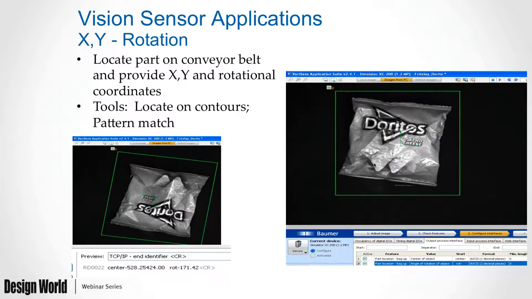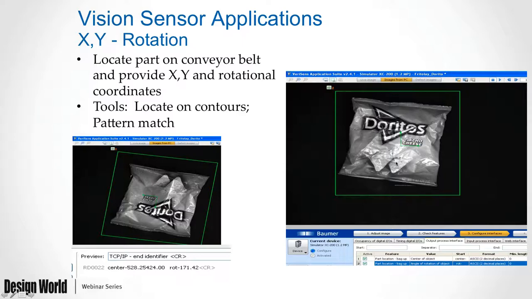XY rotation. So we may have parts that are coming down the conveyor belt, a variety of different parts. This one here, we just took an image looking at a snack bag. If we want to pick this off with a robot and put it into a box, we want to really get the X, Y, and rotational coordinates out of that.